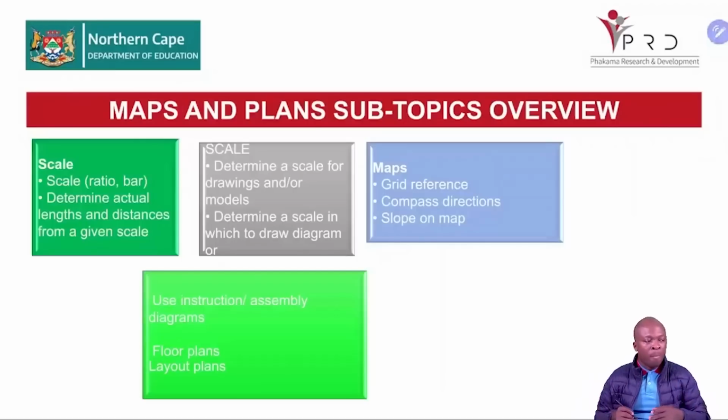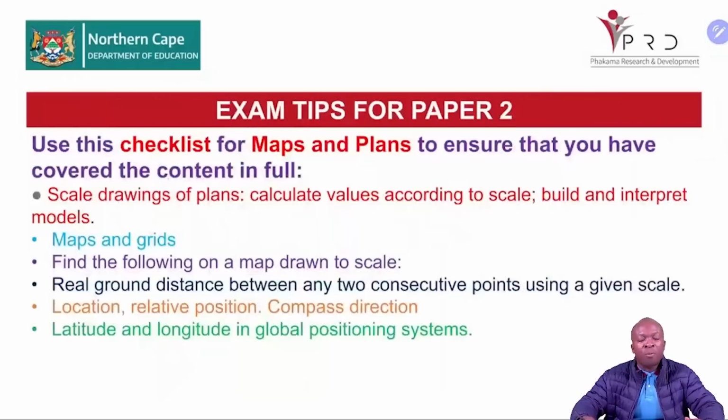So the examiner can pick from any of these to ask you questions about what? Maps and plans. And along the way, during measurement, maps and plans, you will find questions on probability. So you need to get ready for that. How do you get to know whether you have been able to have everything ready? Then you can look at the following.